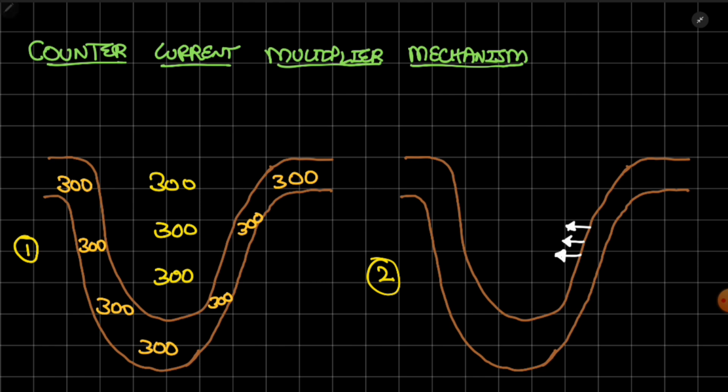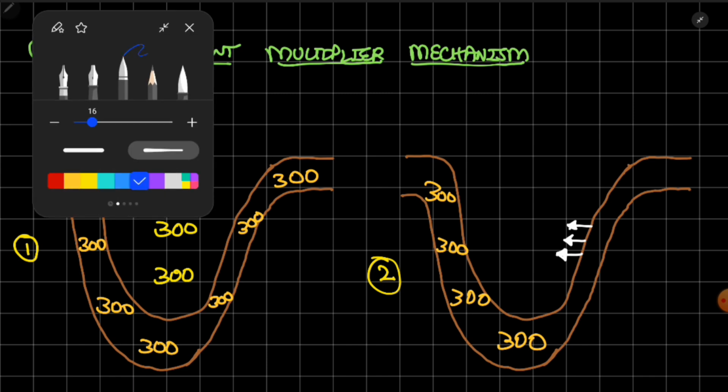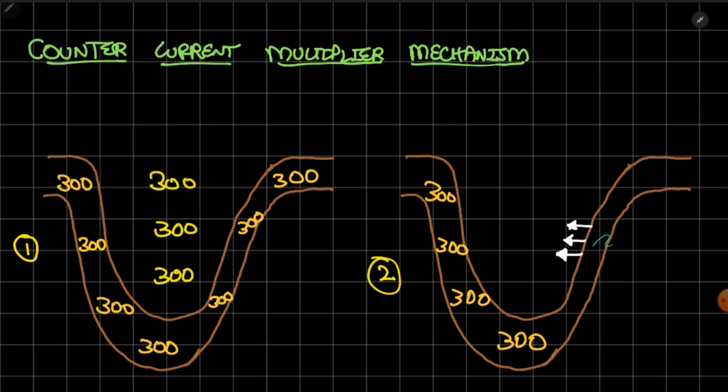In the second figure, some solutes are removed from the thick ascending limb. Since solutes are removed and water is more than solutes in the ascending limb, the osmolarity decreases. It will become 300 here, and since the solutes are removed and water is present, the osmolarity will be somewhat like 200, and it will then flow on as 200 also.